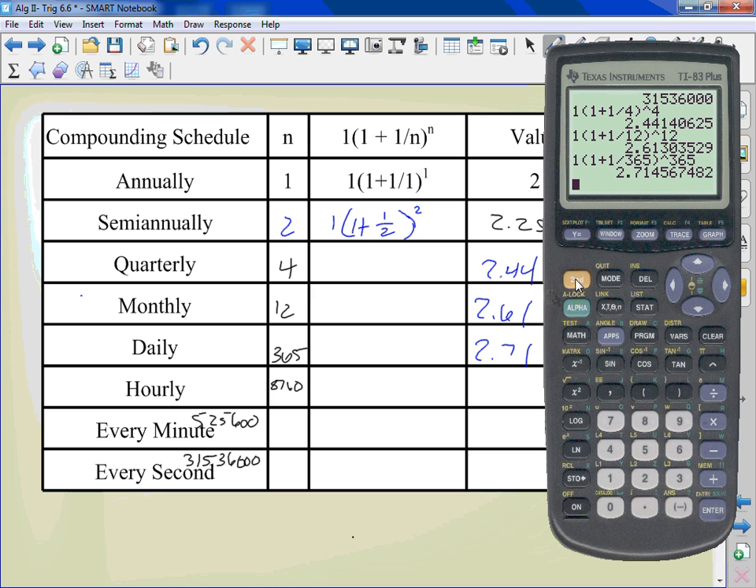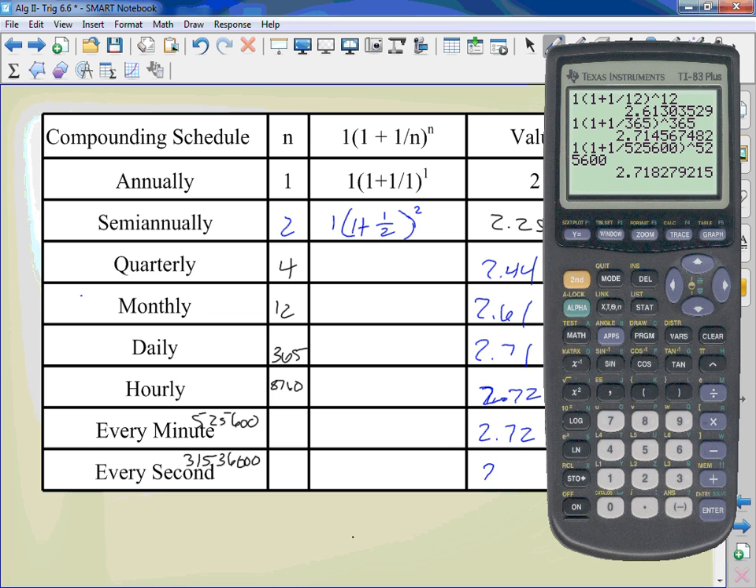Do the next one. 525600 to the 525600. I get 2.72. Oh, wait, I skipped one. What did you get for hourly? 2.72. And what's secondly? What are you noticing? It's starting to become 2.72.